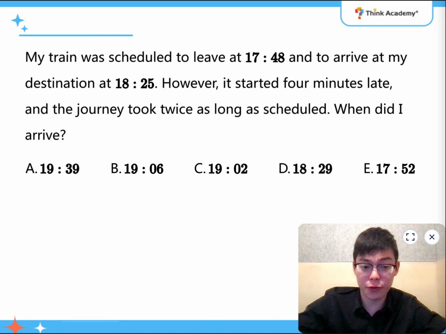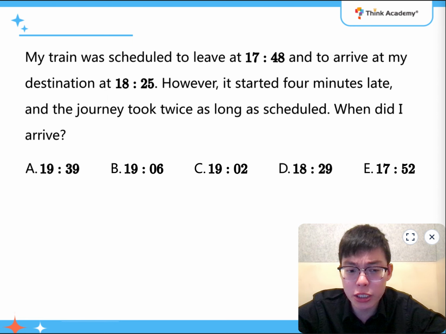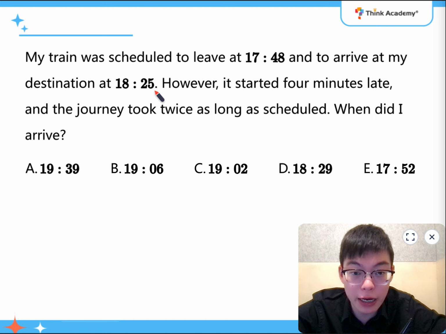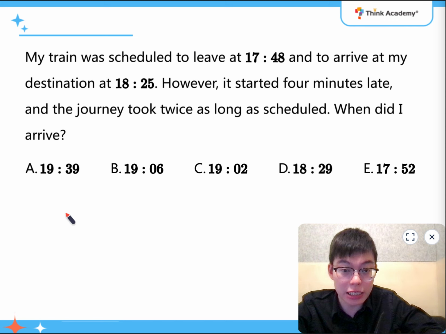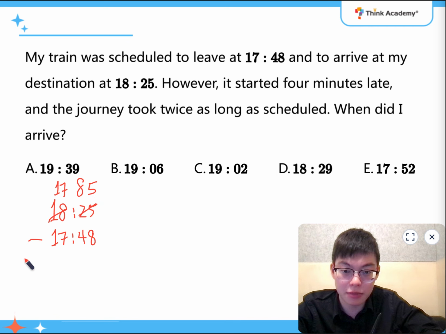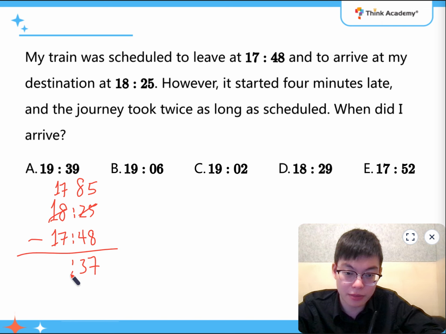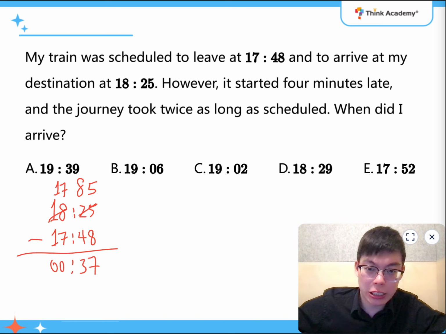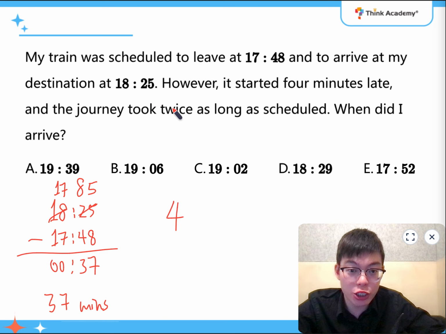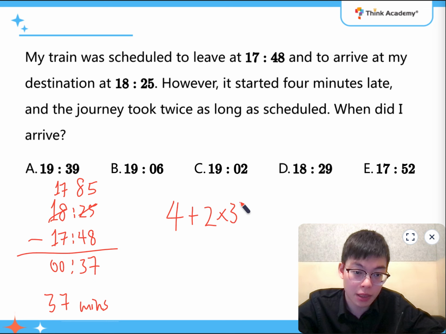And then the last question for the first half of this paper is going to be question 15, which is a word problem on time. It says that the train was scheduled to leave at 17:48 and arrive at 18:25. So, how long is it between 17:48 and 18:25? You can just do a little bit of subtraction there. Borrowing 1 hour is the same as borrowing 60 minutes. So 85 take away 48, that's 37. So that's 0 hours, 37 minutes, right? Now, it says that it starts 4 minutes late and the journey took twice as long as scheduled. So the total traveling time is going to be 4 adding 2 times 37, which is 74 adding 4, that is 78 minutes.